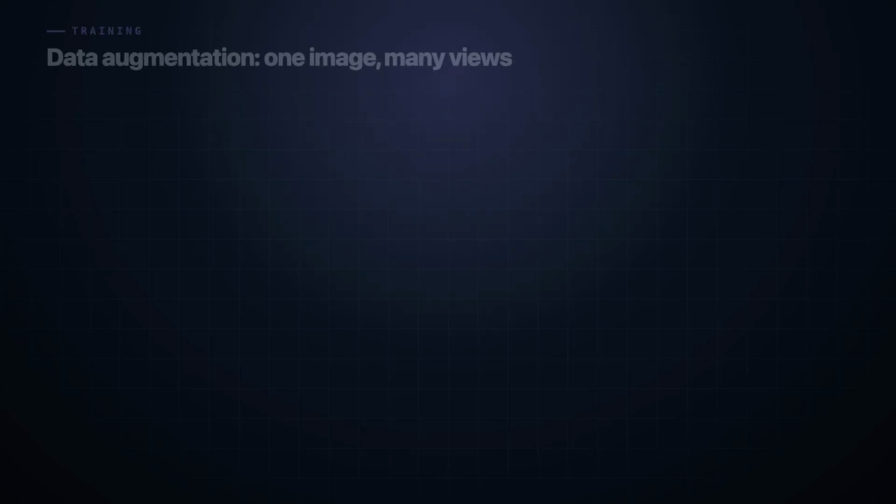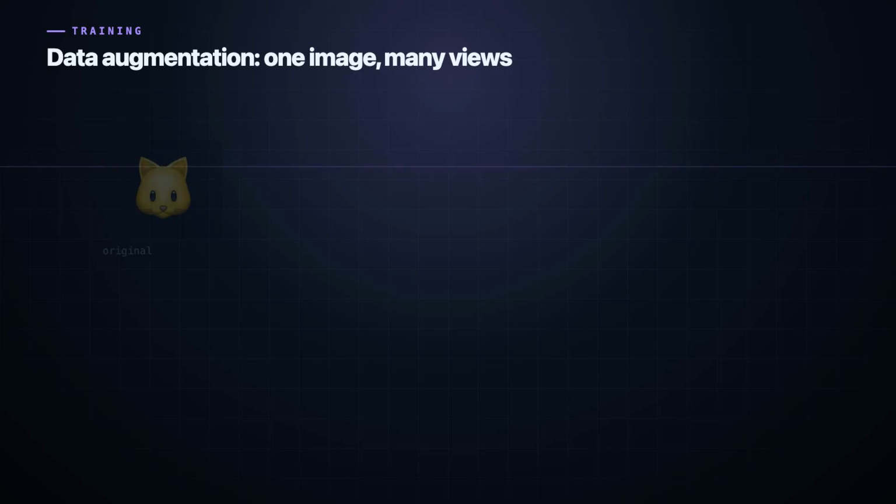Let's slow down on that first trick, augmentation, because it matters more than people expect. A deep network is greedy. Give it a small dataset and it will happily memorize every image instead of learning the real pattern. We call that overfitting, and augmentation is our main defense.